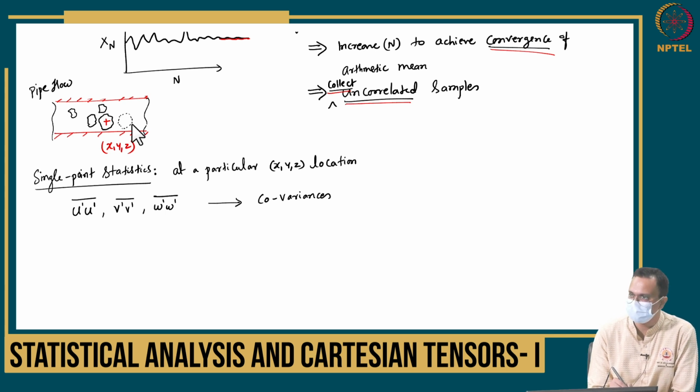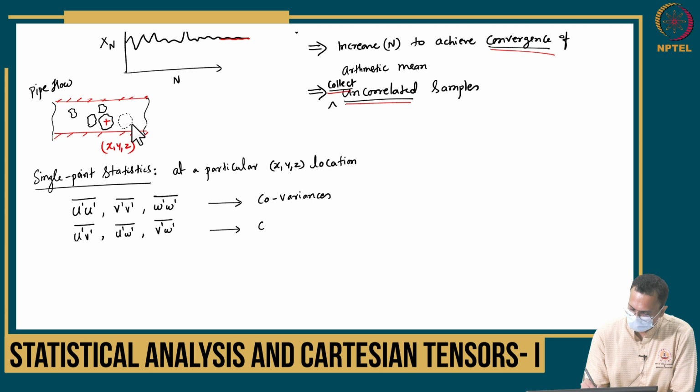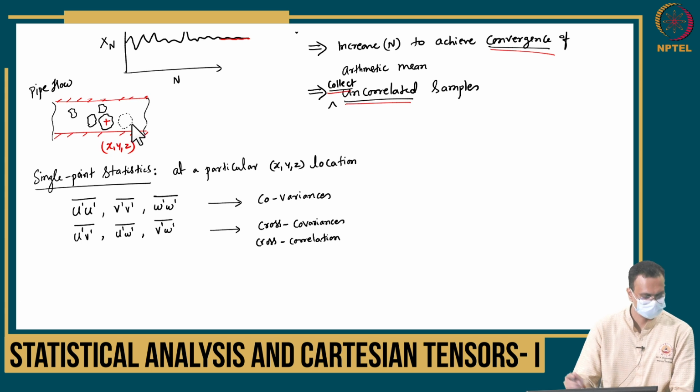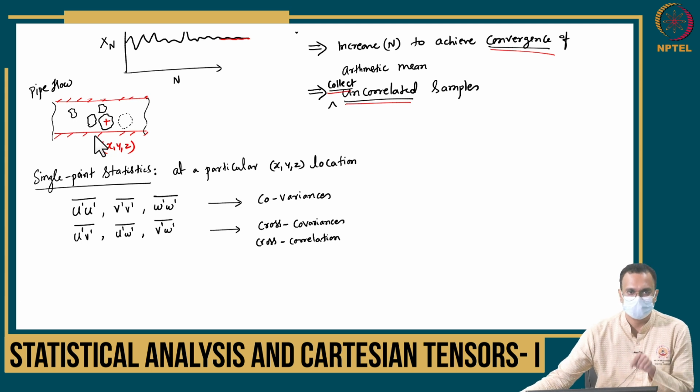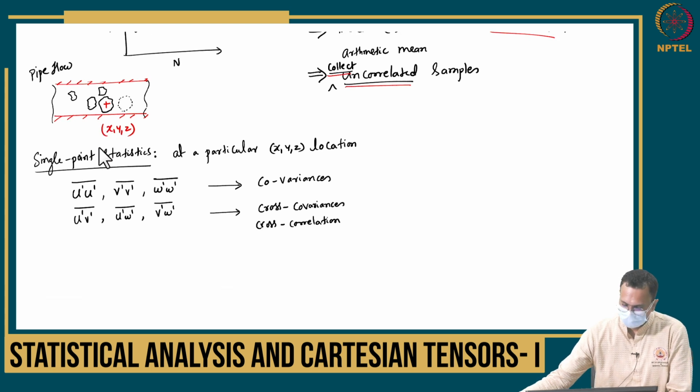And then you get the other terms, the cross terms: u prime v prime bar, u prime w prime over bar, and v prime w prime over bar. These are cross covariances, or simply cross correlation terms. Most popular is to use cross correlation, or sometimes simply correlation terms, because you are looking at the correlation of one velocity fluctuation, one random component, with the other component, u prime with v prime at a particular point, to see whether they are varying together or not. Okay, so this I already discussed.